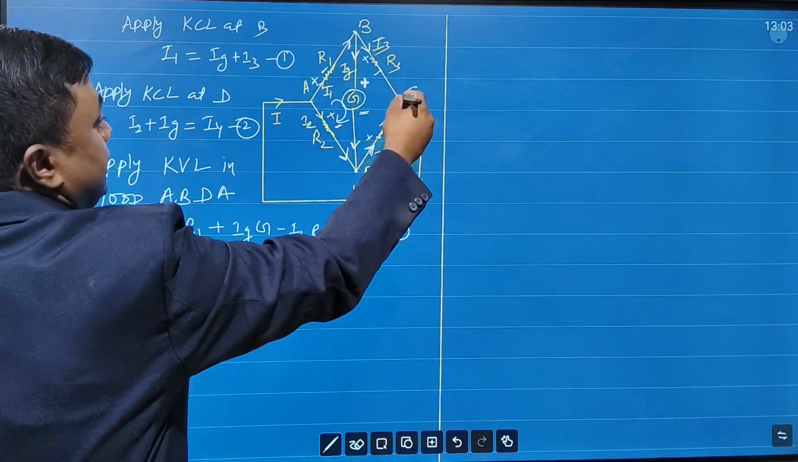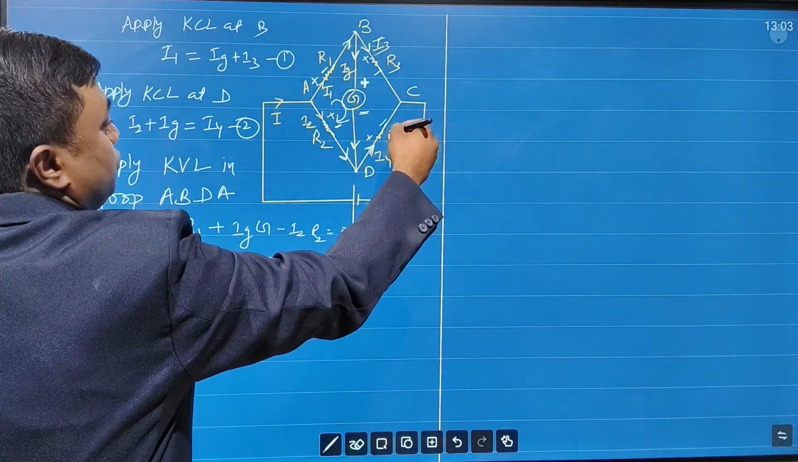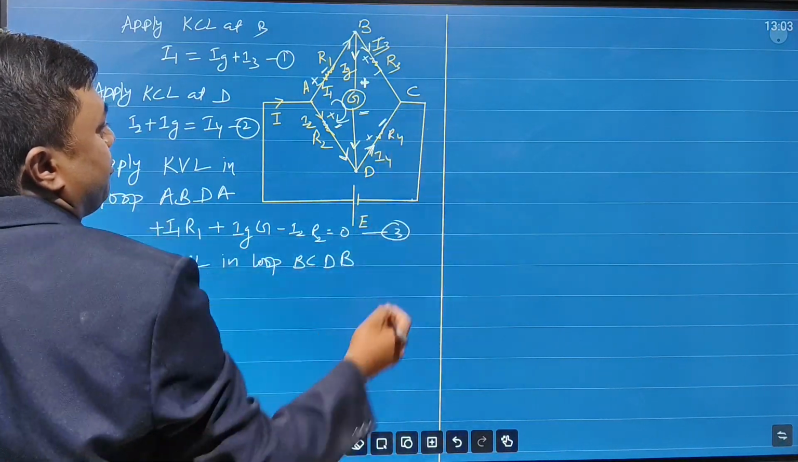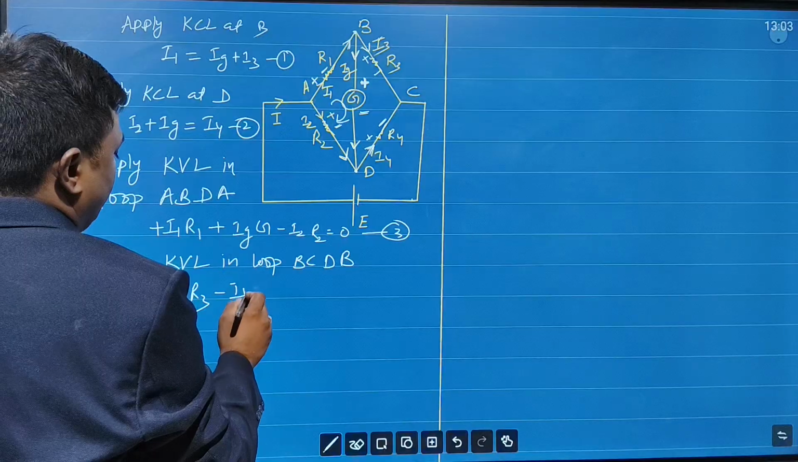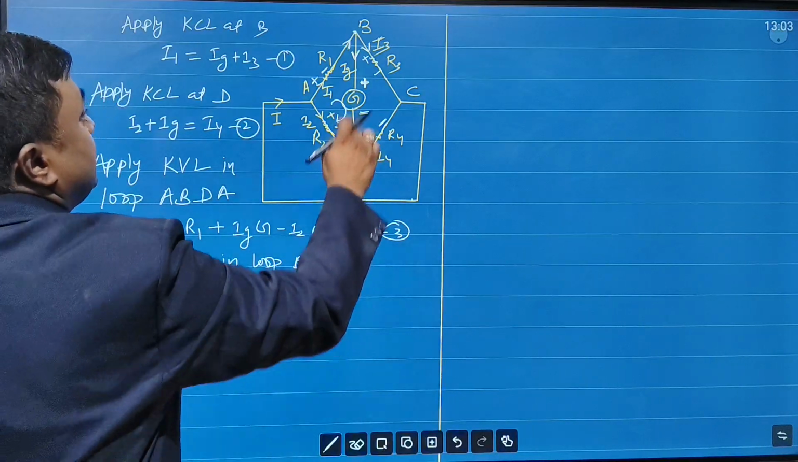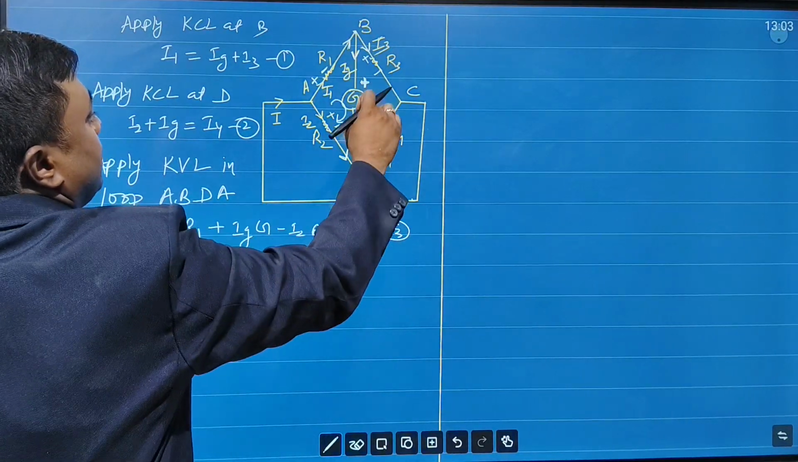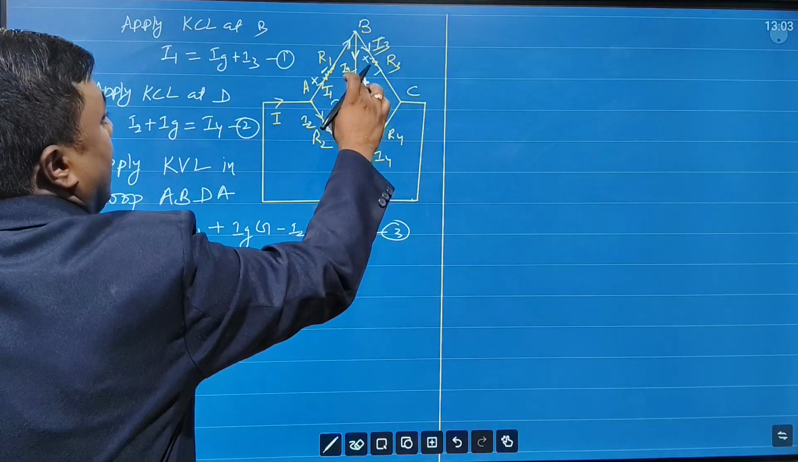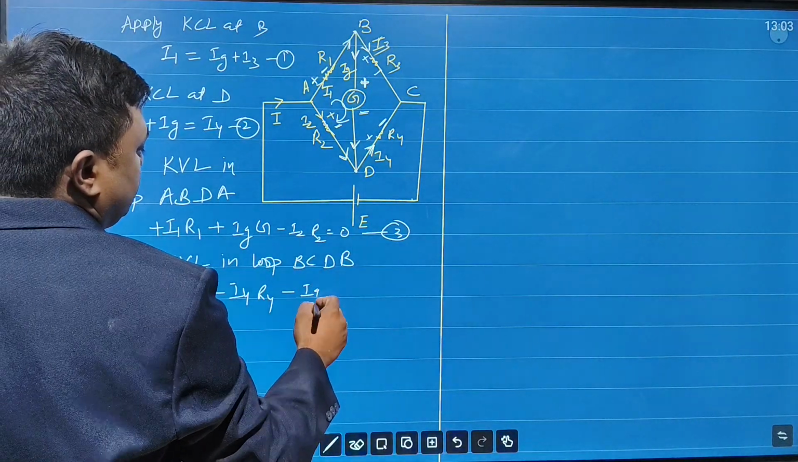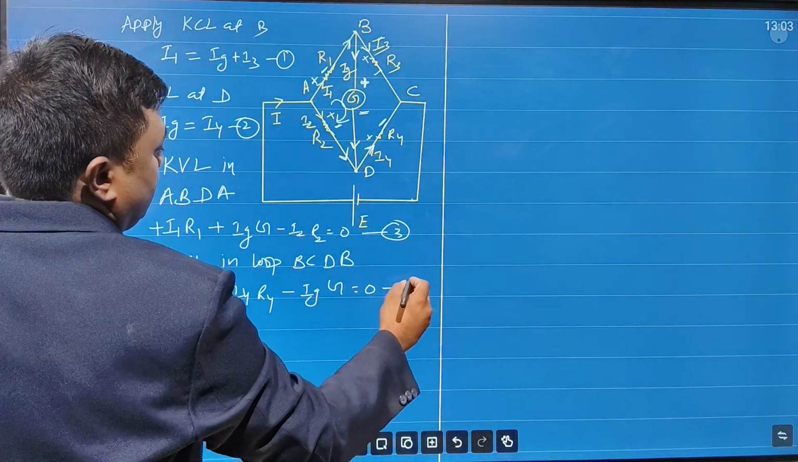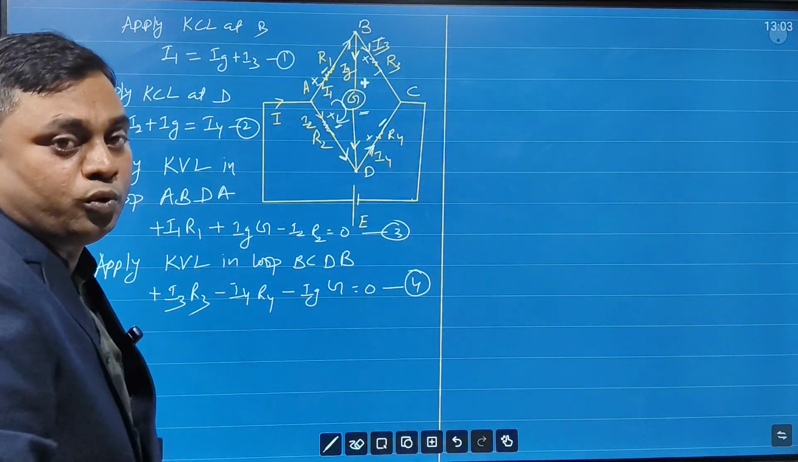Here you can see in this CD now I4 R4. What is the first sign we are seeing? Minus. So minus I4 into R4. In this branch DB, minus sign is first. Okay. Ig into G, current into resistance, is equal to 0. Consider this as equation 4.